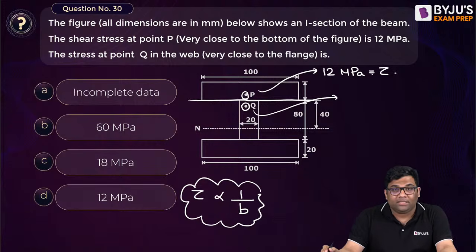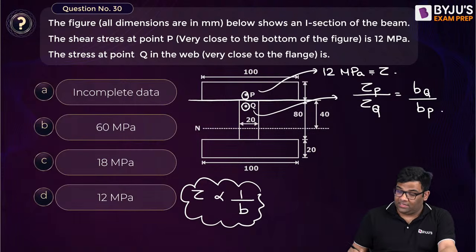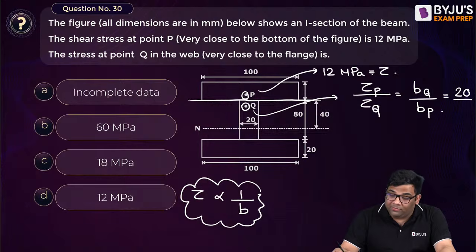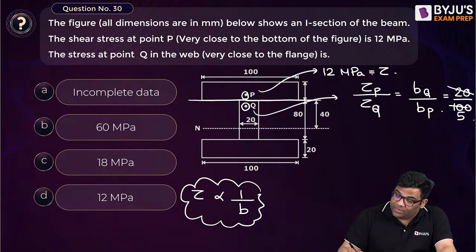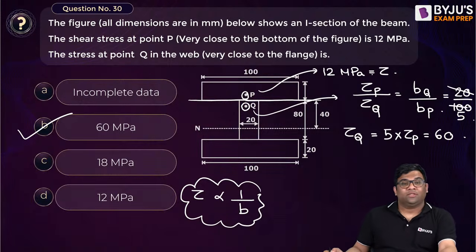B60, great. Can I say the shear stress at P by shear stress at Q will be equal to the width at Q divided by width at P, because they are inversely related? Width at Q will be 20, because Q is in the web. And width at P will be 100, because that is in the flange. So the ratio is 5, and the stress in Q will be 5 times the stress in P. That is 12 into 5, which is 60. Understood, everybody? Straightforward question.